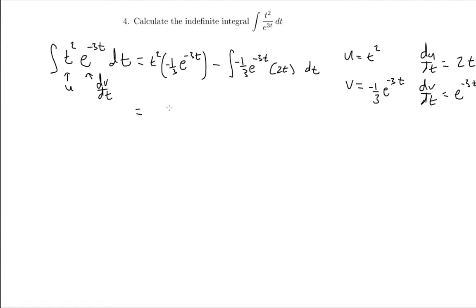If I simplify this a little bit, I have negative 1/3 t squared e to the negative 3t, plus, taking this 2 times negative 1/3, which becomes negative 2/3, and bringing it out front, so that becomes plus 2/3 times the integral of t times e to the negative 3t dt.